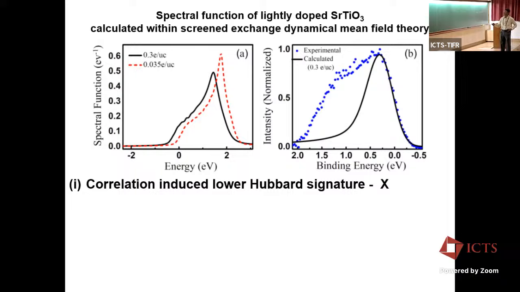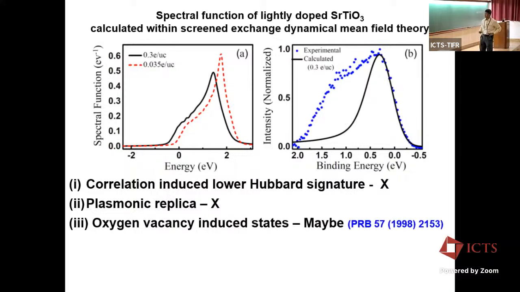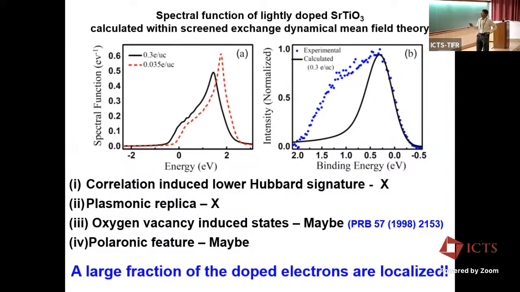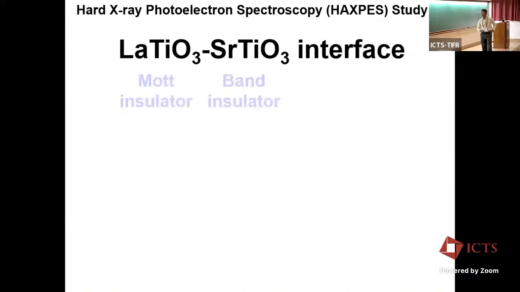It's more or less band-like over here, but this feature, I have not talked about it, but we discussed in the paper, is not a plasmonic replica because there was a suggestion of that kind. It may be an oxygen vacancy-induced state, and this refers back to an old work we had done in strontium titanate, where oxygen vacancies we had shown actually give rise to this kind of deep lying defects. Or it can be a polar ionic feature. There's another claim. Our experiment does not distinguish that. But one important thing that it tells is that a large fraction of the doped holes get localized by one of these two processes or both being present.